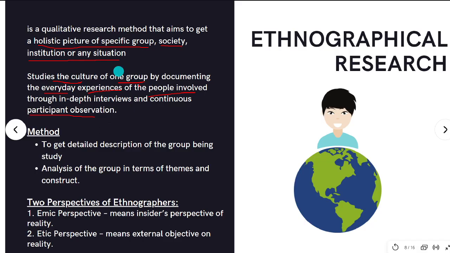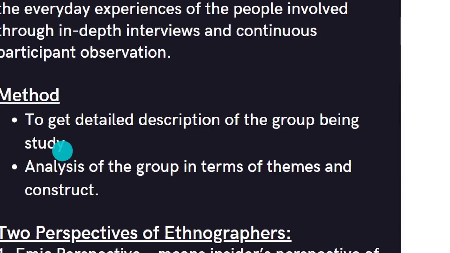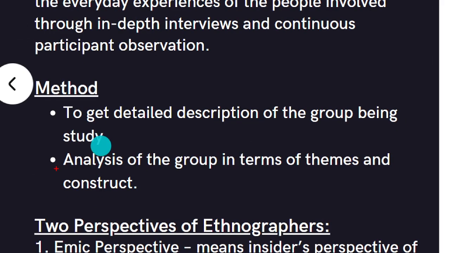So, let's talk about the method. For ethnographical, we get a detailed description of the group being studied. Siyempre, kilalanin mo muna kung ano yung grupo na yon. Saan sila nakatira, ano ba yung pananamit nila, ano ba yung behavior nila, meron ba silang weird na paniniwala or may weird ba silang rituals? Okay? So, next, analysis of the group in terms of themes and constructs.